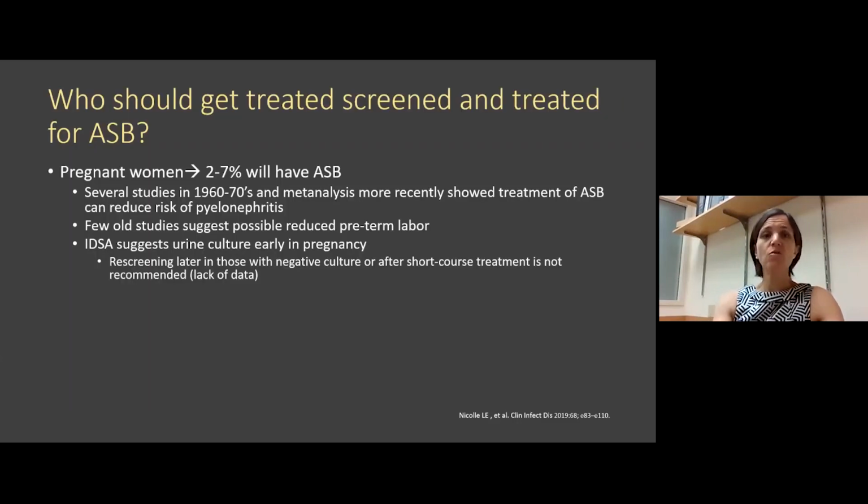So who should get screened and treated if they have asymptomatic bacteria? Pregnant women, so 2 to 7% will have asymptomatic bacteria. And this is based on studies from the 60s and 70s that showed you can reduce the risk for pyelonephritis in this population, which probably reduces their risk for preterm labor because you're reducing their risk for a serious infection. The IDSA suggests a urine culture early in pregnancy.